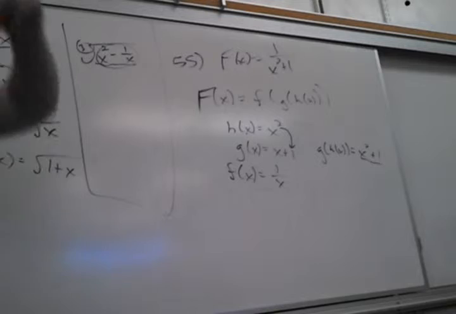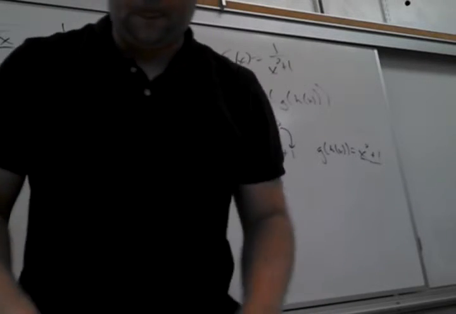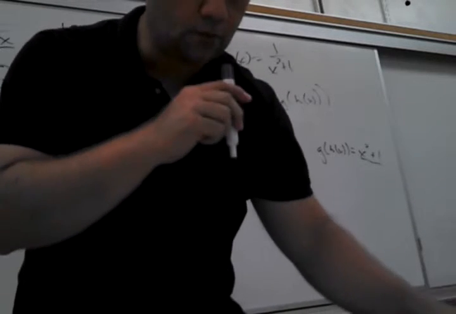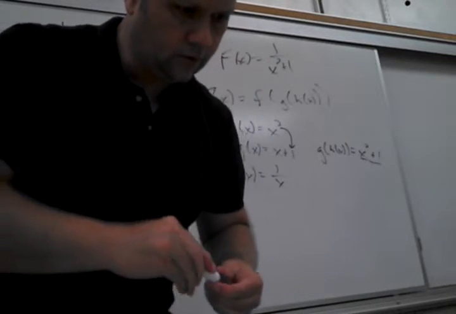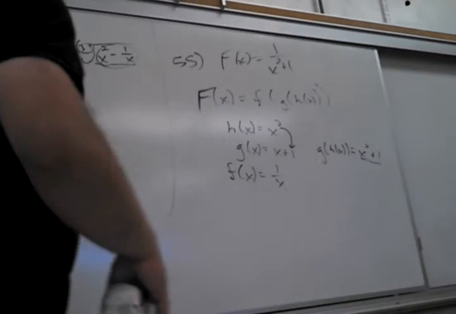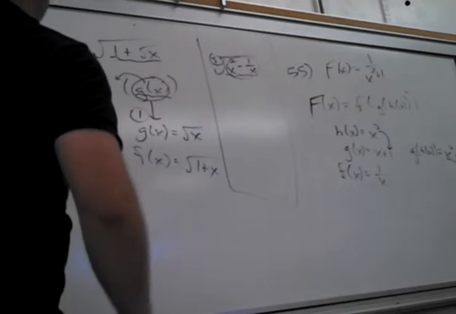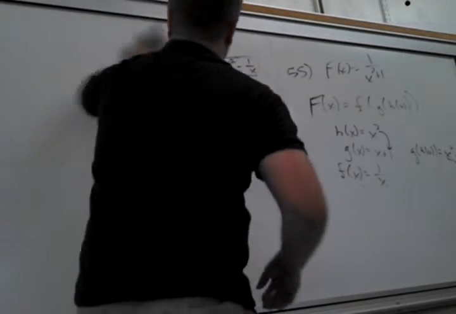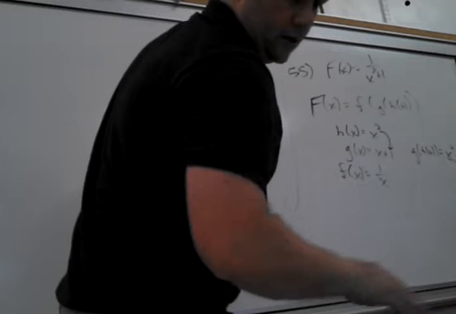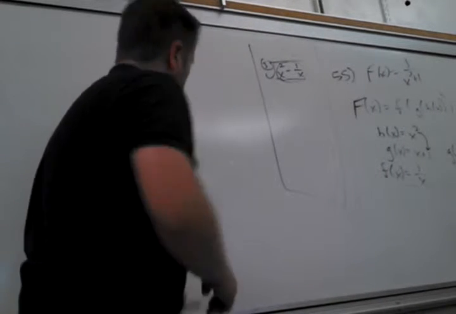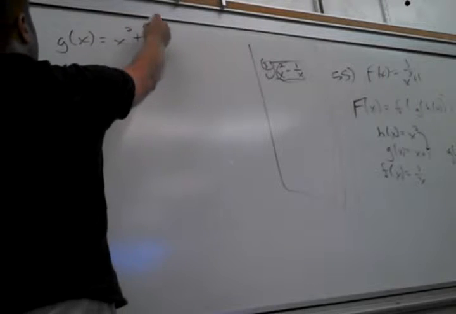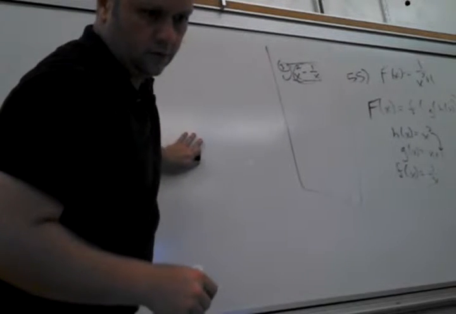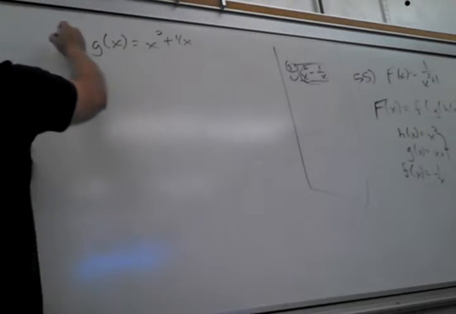Okay. 24 from 2.7. Alright, so this is another weird looking one. They give me that g of x is x squared plus 4x. This is 24 in section 2.7.